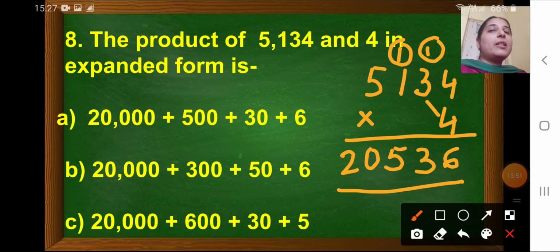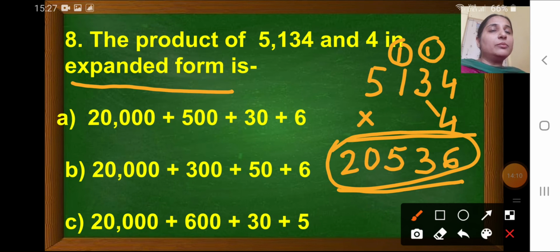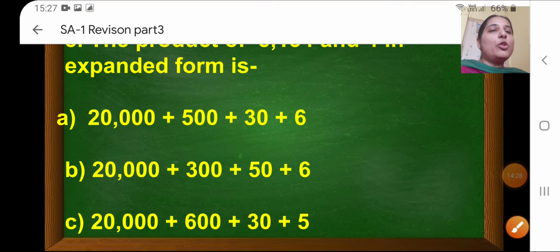Now you have to write it in the expanded form. So what will be the expanded form? It will be 20,000 plus 500 plus 30 plus 6. So can you find the correct option, children? Where this product is being written in correct expanded form? That will be 20,000 plus 500 plus 30 plus 6. So which is the correct option? Yes, option number A is the correct option. Okay. Now let's move to the next question.